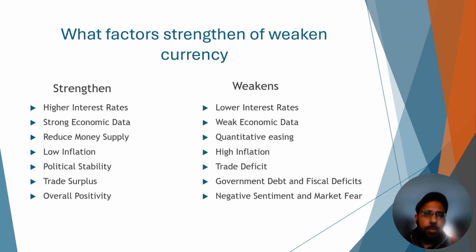The next one will be reduced money supply. If the central bank tightens monetary policy, the money will naturally decrease over time. So the fewer currency units available, each value will increase. It's just a supply and demand factor. Demand remains high, supply remains low, prices tend to go up, and vice versa.